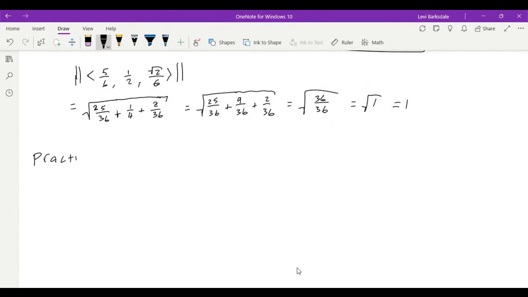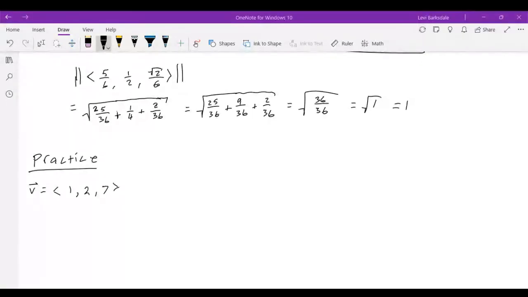Go ahead and find a unit vector in the same direction as v, which is 1, 2, 7. And this one won't come out as nicely as the last one, but good luck. I'll give you a minute or two to work on that.